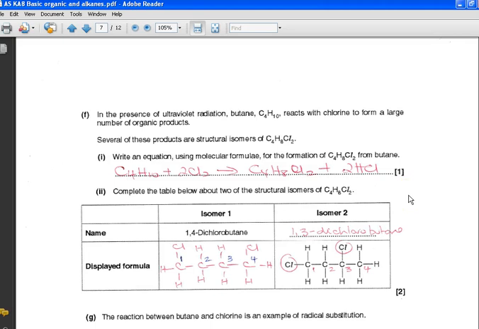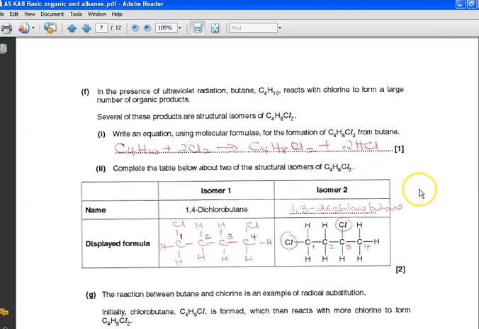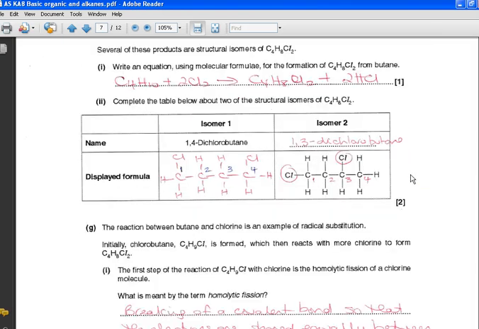Again, you're asked to write an equation using molecular formula. So not structural formula, which is unusual. But do what you're asked to do for the formation of dichlorobutane from butane. So you're adding in chlorine to butane, but you've got your side product of HCl, so you need to have enough chlorine, so you have to balance the chlorines, which a number of you didn't do.